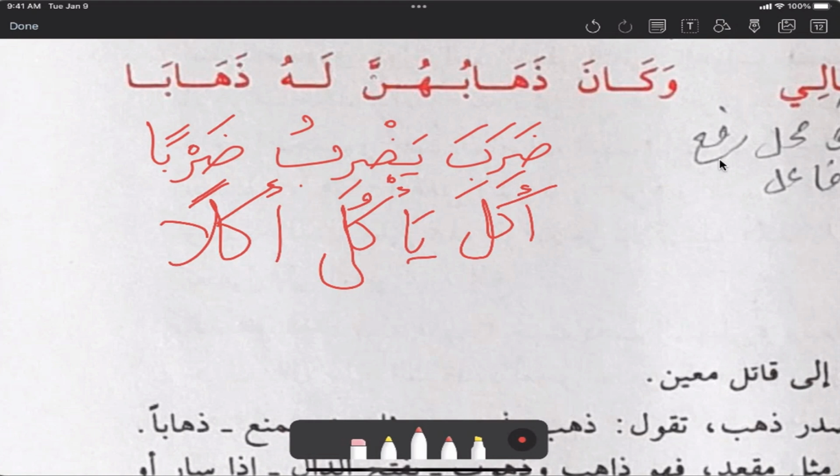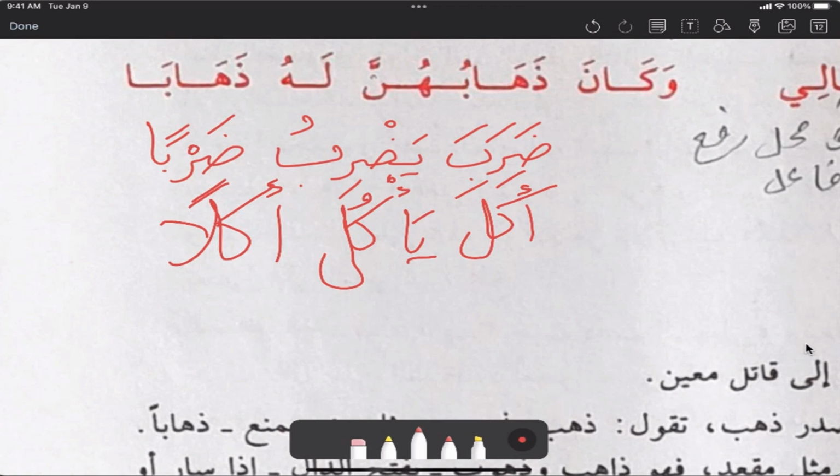You say qara'a, he read. Yaqra'u, he reads. So what goes there? Can anyone tell us? Qara'a, he read. Yaqra'u, he reads. What's the masdar? قراءة. قراءة, like that. So if you know it, then you're going to know it. All right. So you know what's masdar.